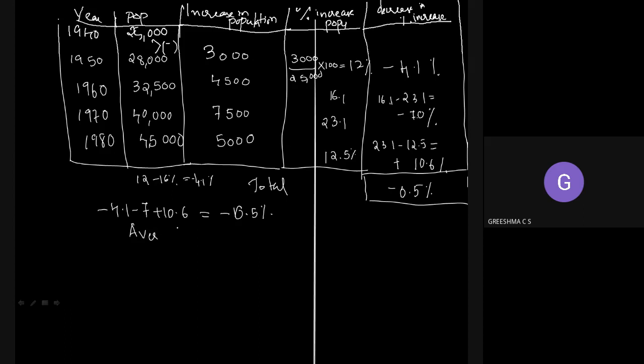Next, you have to find out the average. So this is the total. Average means minus 0.5 divided by 3, that is you will get minus 0.17 percentage. Okay, this is a minus value. You have to find out the average value.